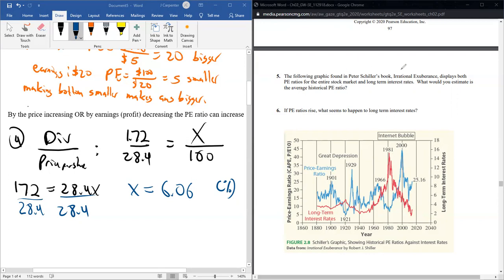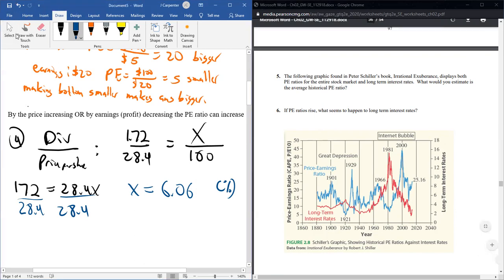Anyways, point of the problem. What would you estimate is the average historical PE ratio? We're not even looking at the red thing, we're just looking at the blue thing. Ignore the red thing. So here's what you're doing. I gotta go off of Annotate actually first. There we go. So let's do a new one of these.